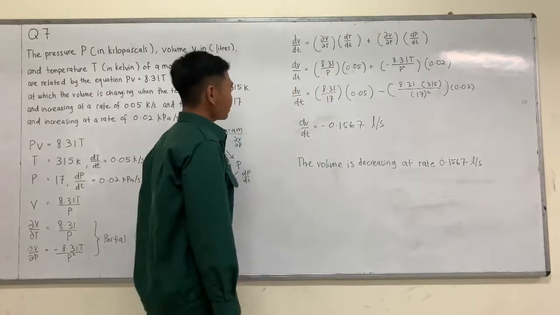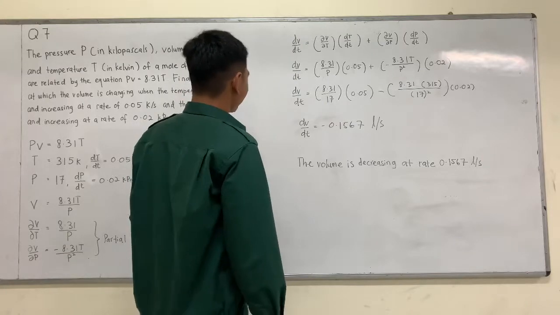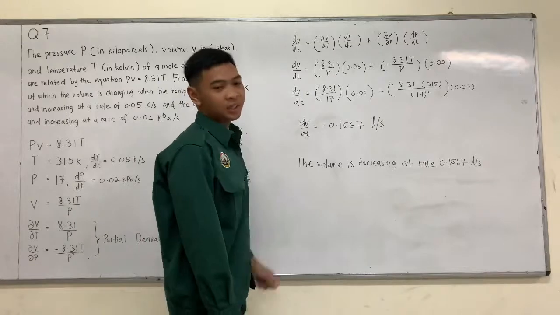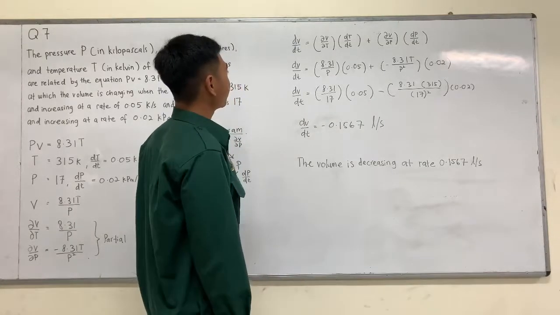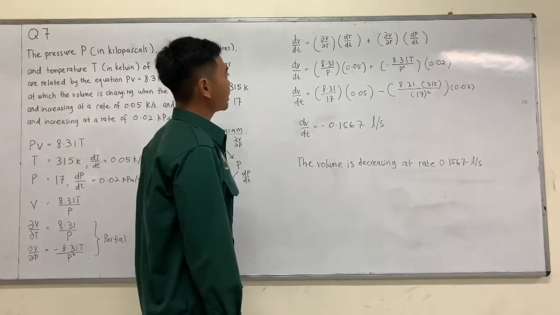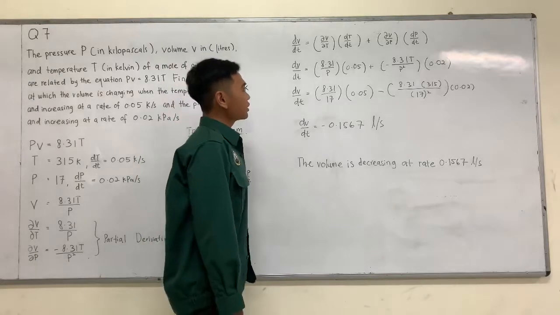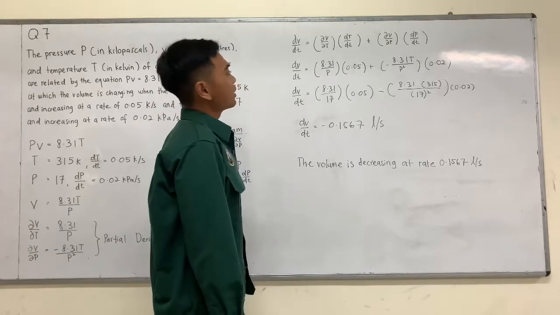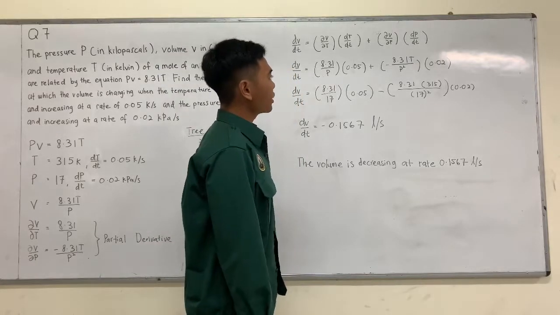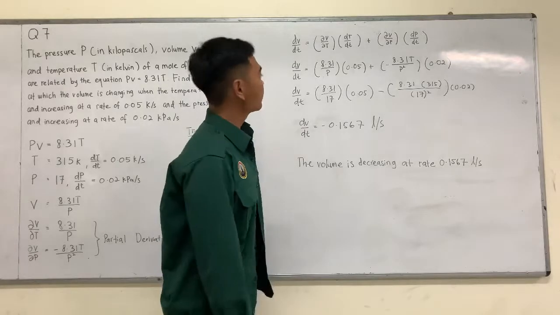After that, we substitute all the information into the formula. So we get dV over dt equal to 8.31 over P bracket 0.05 bracket plus bracket negative 8.31 T over P squared bracket 0.02 bracket.